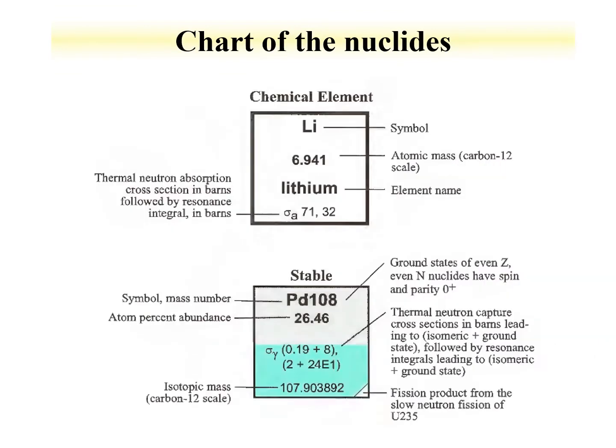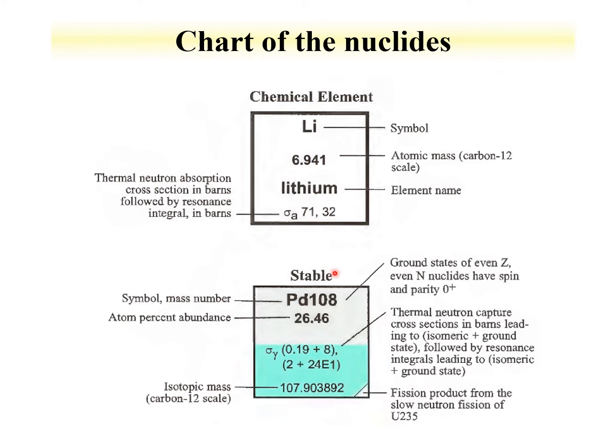The legend of the chart of the nuclides is useful for demonstrating the information that's provided in the database. The chemical elements given, so for instance as shown here for lithium, the atomic mass on the carbon-12 scale, there was a time when oxygen-16 was used as the scale, the name of the element, and then the thermal neutron absorption cross-section in barns for the element, followed by the integral cross-section also in barns.